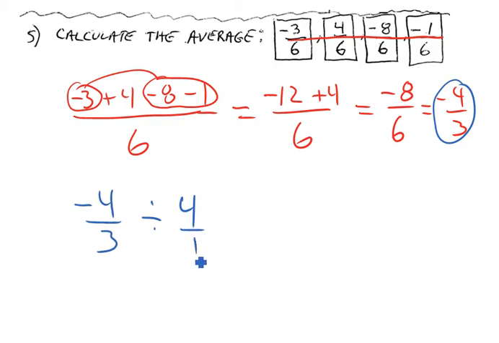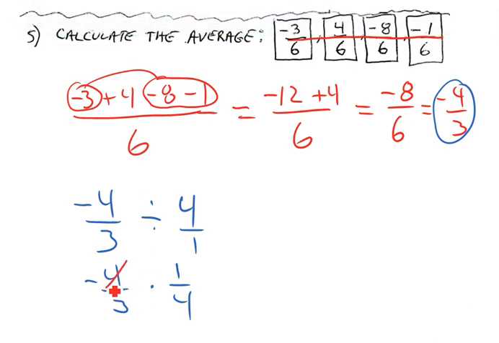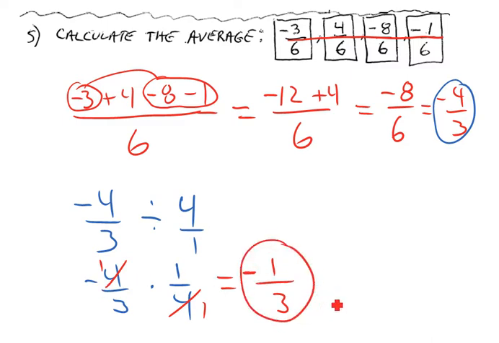Well, we can put a little 1 underneath that. And remember, the algorithm is freeze, change, flip. We can see that the 4s can reduce. 4 goes in there once, 4 goes in there once. So we have 1 times 1 is 1, 3 times 1 is 3, and there's 1 negative. So there's our average, -1/3. We totaled all 4 of those, and then we divided by 4. So it's the fraction divided by 4.